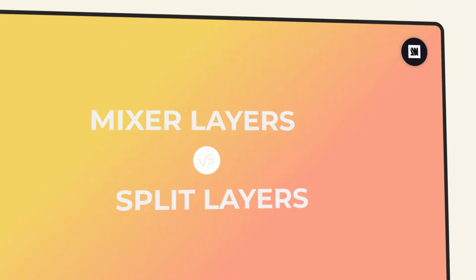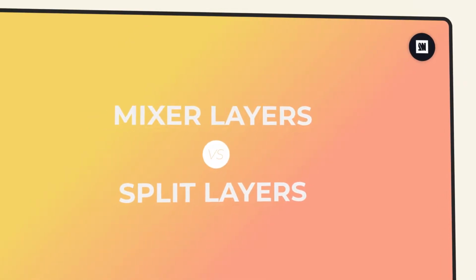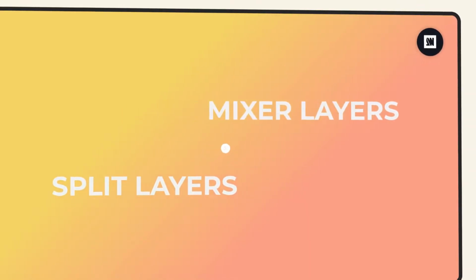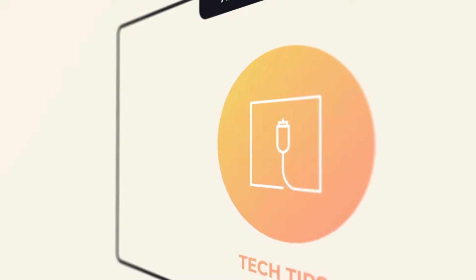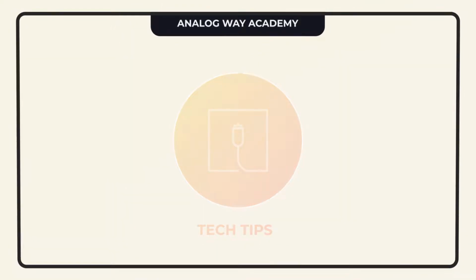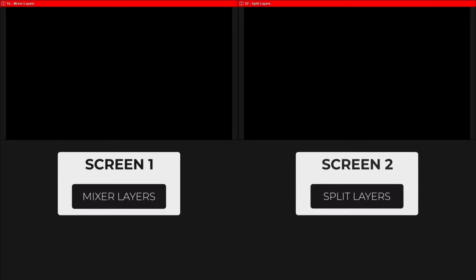Let's take a look at the difference between a screen that has mixer layers and a screen that has split layers. You're looking at the output of two of my screens. Screen 1 on the left has mixer layers, and screen 2 on the right has split layers.